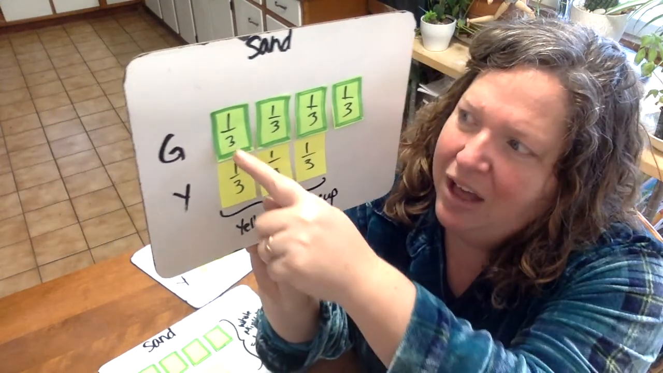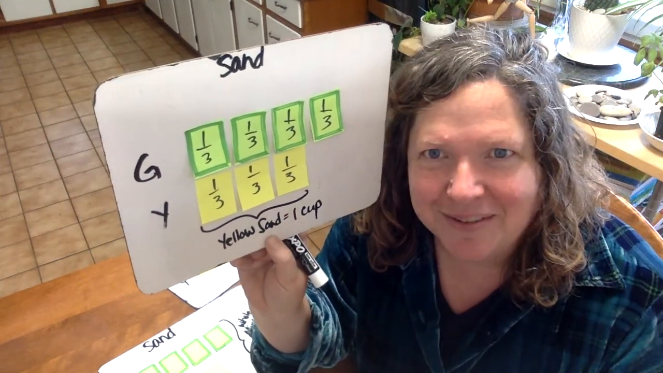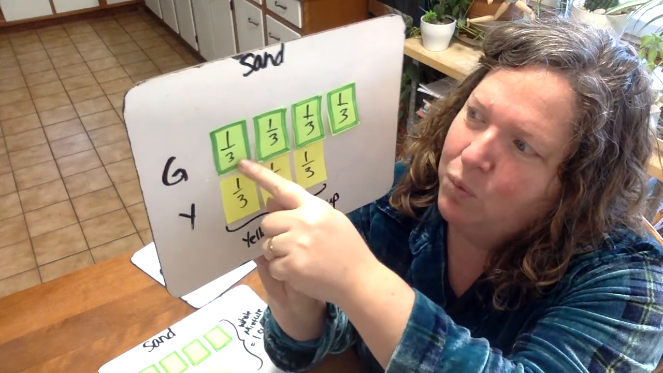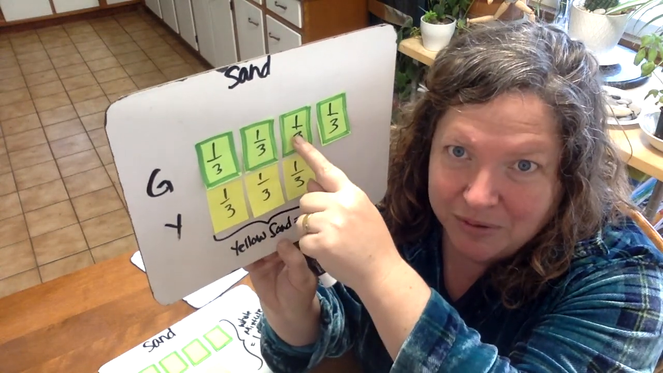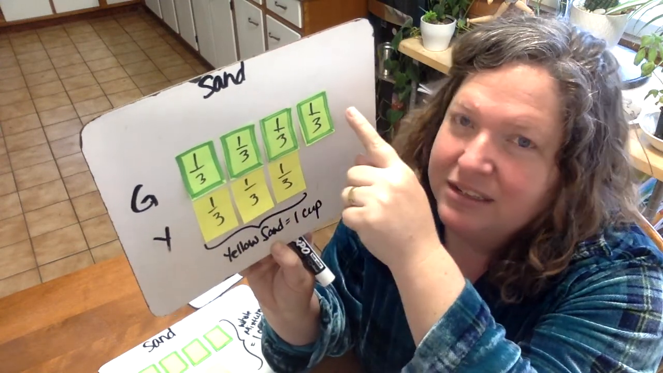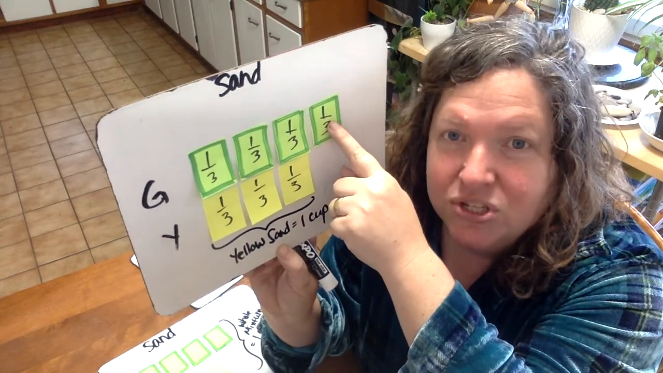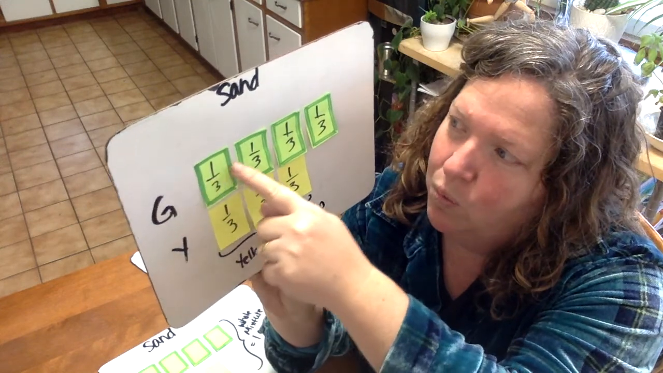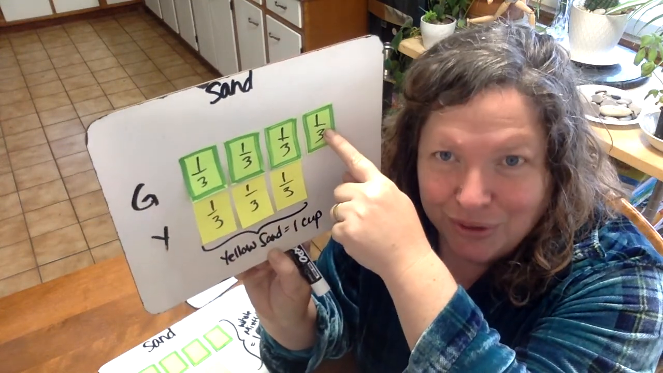So how much green do we have? We have 1 plus 1/3 plus 1/3 plus 1/3. That is 1 whole and another third. So now the green is 1 and 1/3 cups.